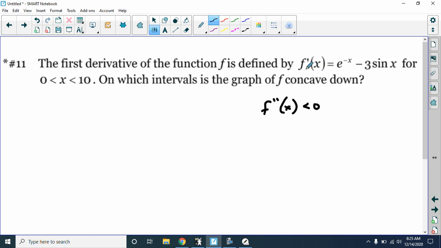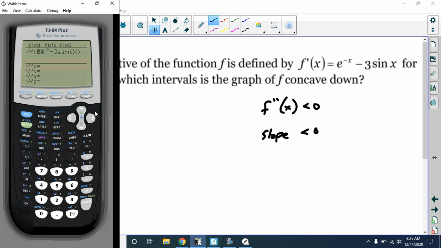The second derivative is the first derivative of the equation that's given. So I want the derivative of this equation to be negative. I want the slope of this equation to be negative. That's what I'm looking for. It is on the calculator part, so I have graphed my equation.